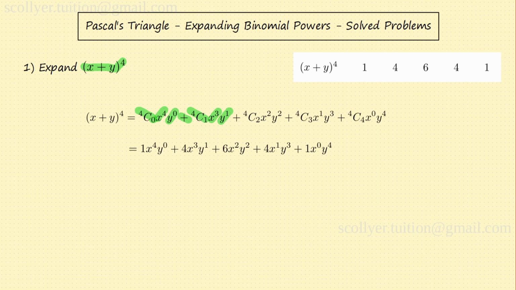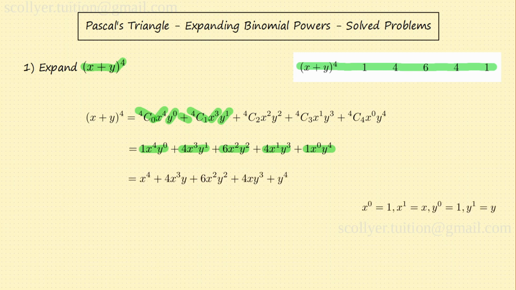And to expand that numerically, we replace the names of the coefficients with the values of the coefficients, which I have given here. If we do so, we end up with 1x to the 4 y to the 0 plus 4x to the 3 y to the 1 plus 6x to the 2 y to the 2 plus 4x to the 1 y to the 3 plus 1x to the 0 y to the 4.